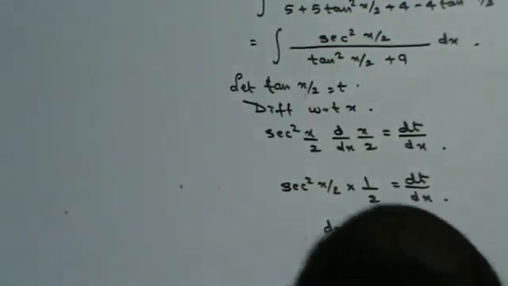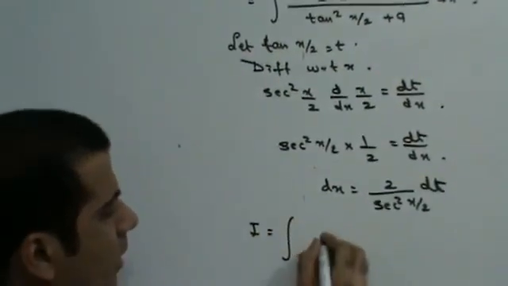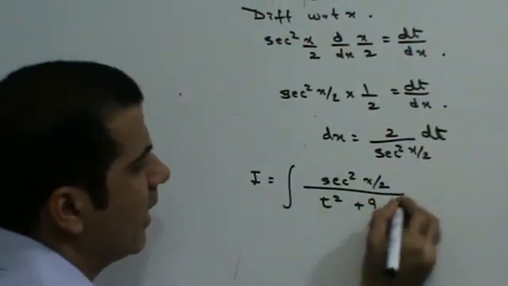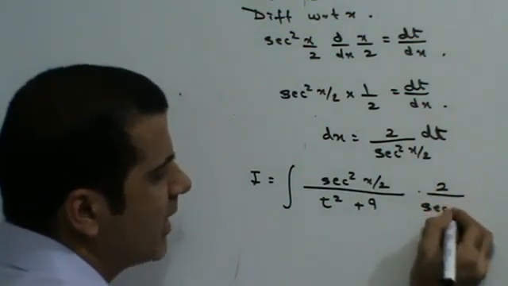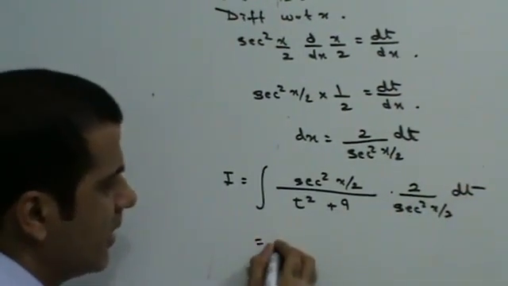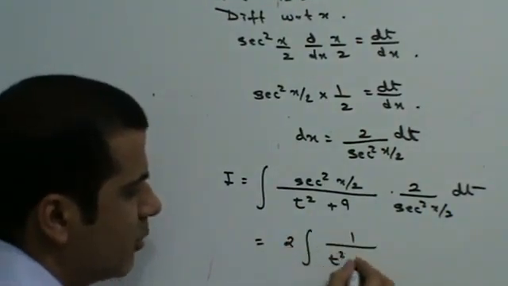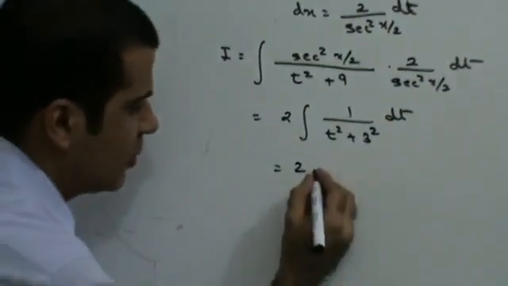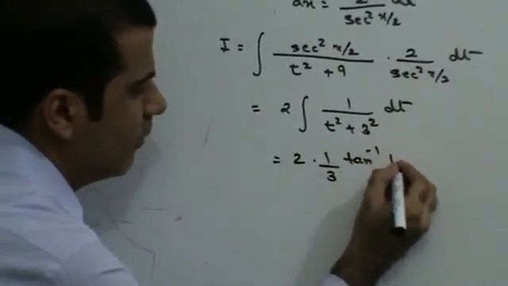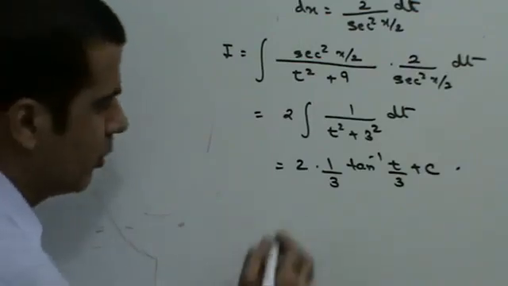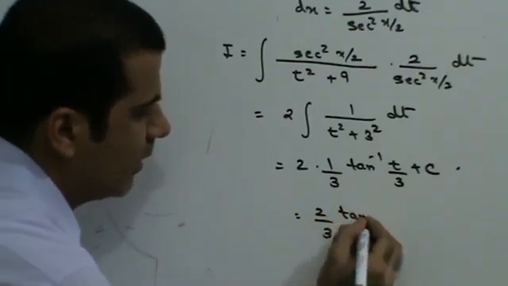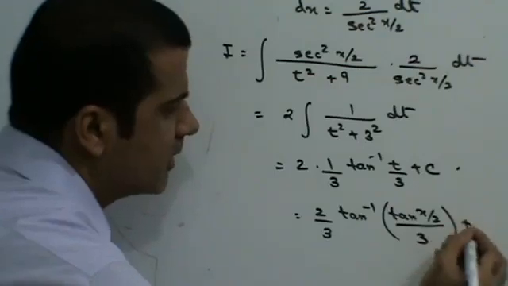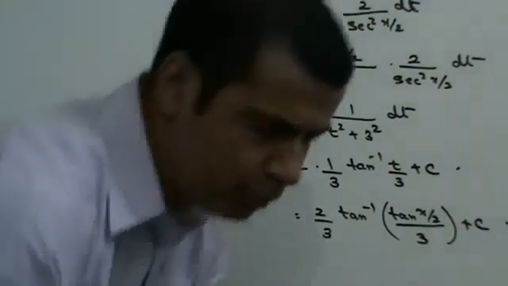Substitute this. If I substitute this, I can say I is integral of sec square x by 2 upon t square plus 9, and dx can be written as 2 upon sec square x by 2 dt. This can be written as 2 common integral of 1 upon t square plus 3 square dt. Using the formula, integral of 1 upon x square plus a square is 1 upon a tan inverse of x by a plus c. So the answer is going to be 2 upon 3 tan inverse of tan x by 2 by 3 plus c. That will be your answer. Let's move on to the next one, guys.